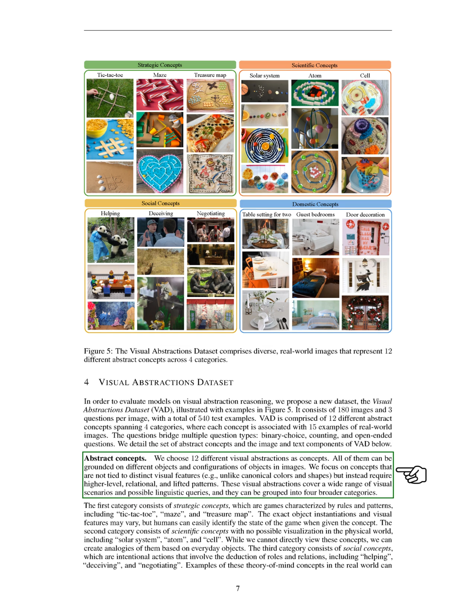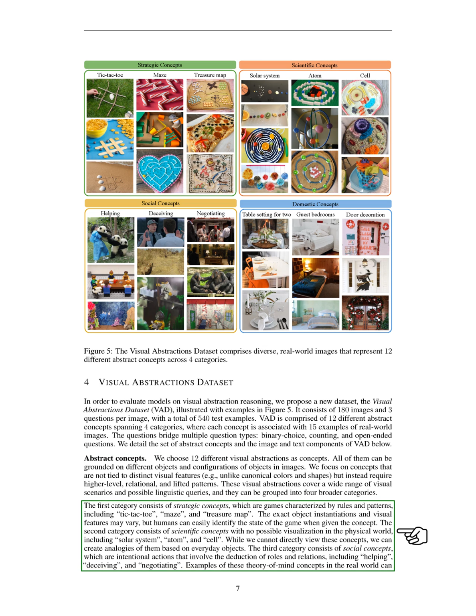We selected 12 distinct visual abstractions as concepts, all of which can be grounded in different objects and their arrangements in images. We focus on concepts that are not tied to specific visual features but require higher-level relational patterns. These visual abstractions encompass a wide range of scenarios and linguistic queries, grouped into 4 main categories.